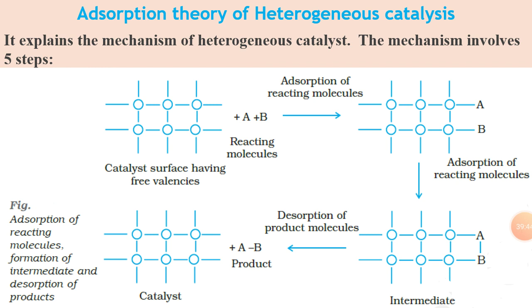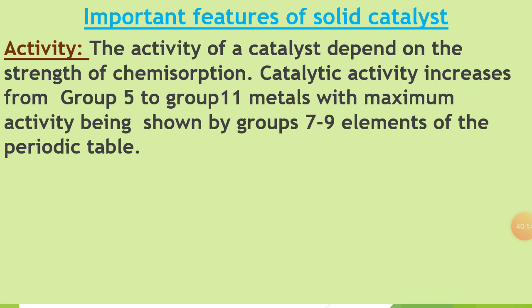Maybe a diagram is given, labelled A, B, C, D, and in the board examination you are told to arrange the diagram according to the steps. So first step diffusion, second step adsorption, third step chemical reaction, fourth step desorption, and last step diffusion of the reaction product away from the catalyst surface. According to this you have to arrange the diagram. Are you getting this? Now dear students, some more important features of solid catalyst, that is the activity.